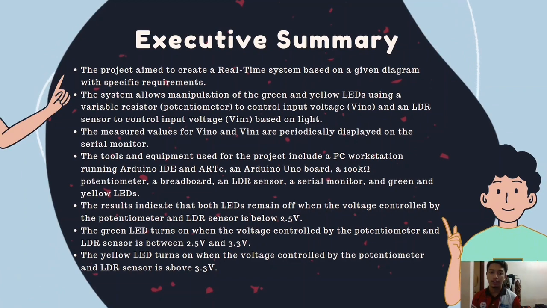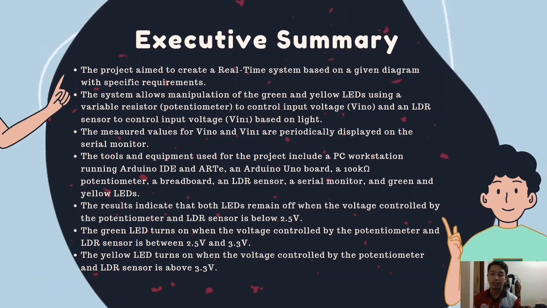serial monitor. The tools and equipment used for the project include the PC workstation running the Arduino IDE and the RTOS, an Arduino Uno board with a 10 kilo ohm potentiometer, a breadboard, LDR sensor, the serial monitor in the Arduino, and green and yellow LEDs.